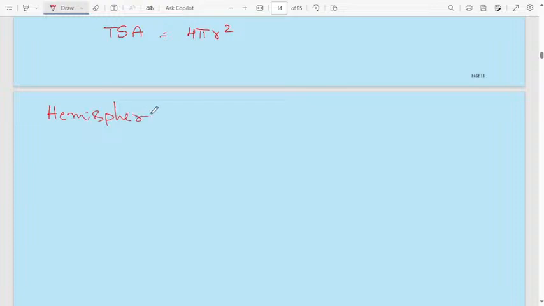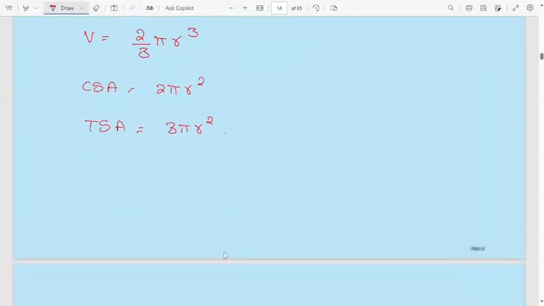Hemisphere: volume is 2 by 3 pi r cube. Then curved surface area is 2 pi r square. Then total surface area is 3 pi r square. These are the important formulas based on the solid figures.